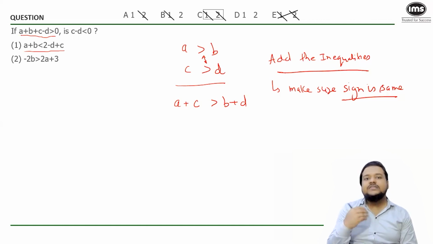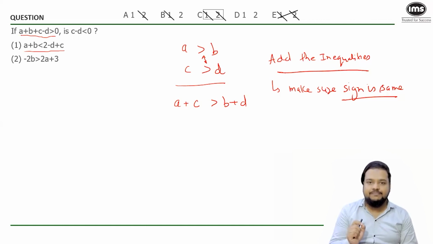For example, at some places you might read that you're allowed to subtract the inequalities, make sure the signs are reversed, right? I prefer no need to remember any such thing. Simply remember that whenever two inequalities are given, we are allowed to add them, keeping the sign same. Just remember this.